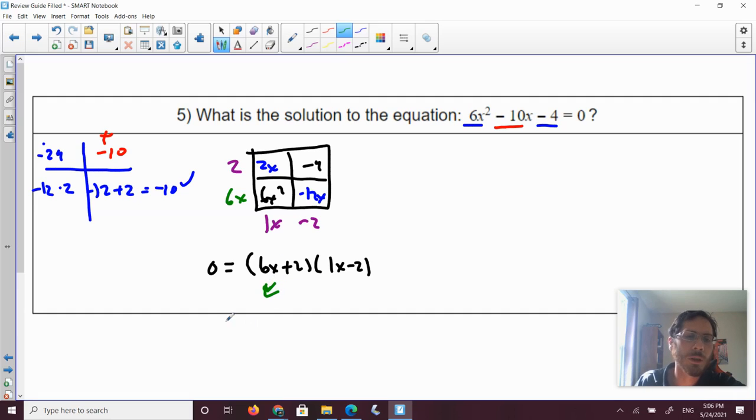So if I solve this one, I get 0 equals 6x plus 2. Subtract 2 on both sides. So negative 2 equals 6x. Divide both sides by 6. And I get negative 1/3 equals x.